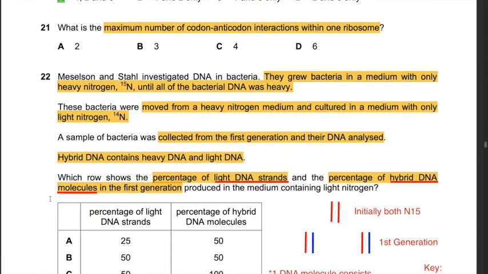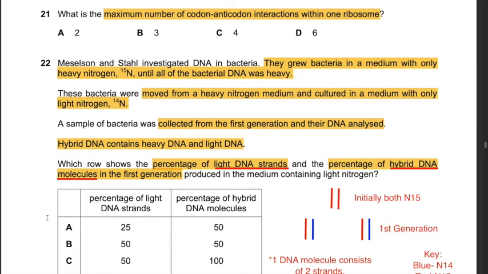Question 21. What is the maximum number of codon-anticodon interactions within one ribosome? Within the ribosome, there are 6 exposed bases allowing 2 codon-anticodon interactions. Therefore, the answer is A. The maximum number of codon-anticodon interactions within one ribosome is 2.